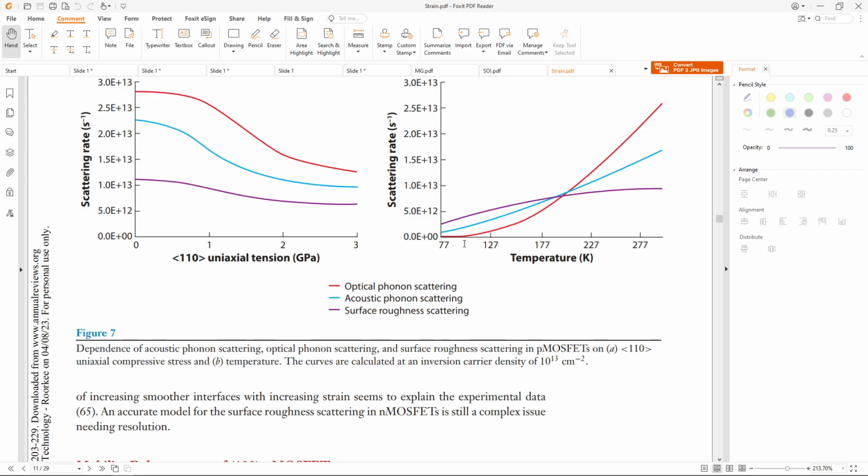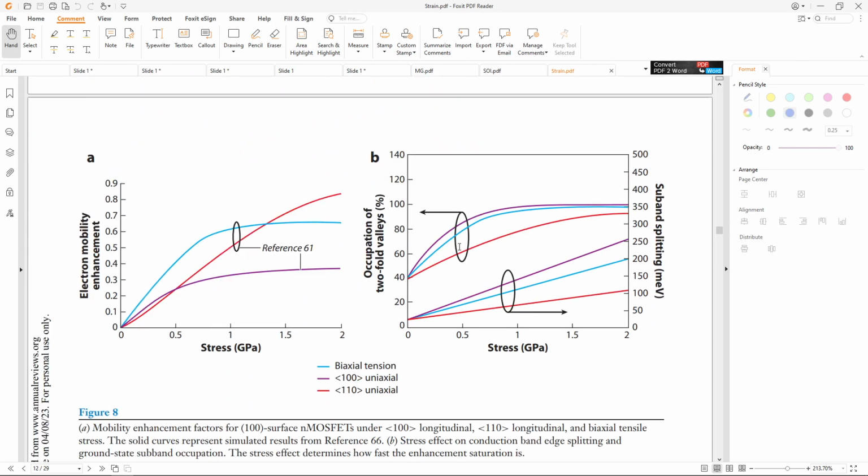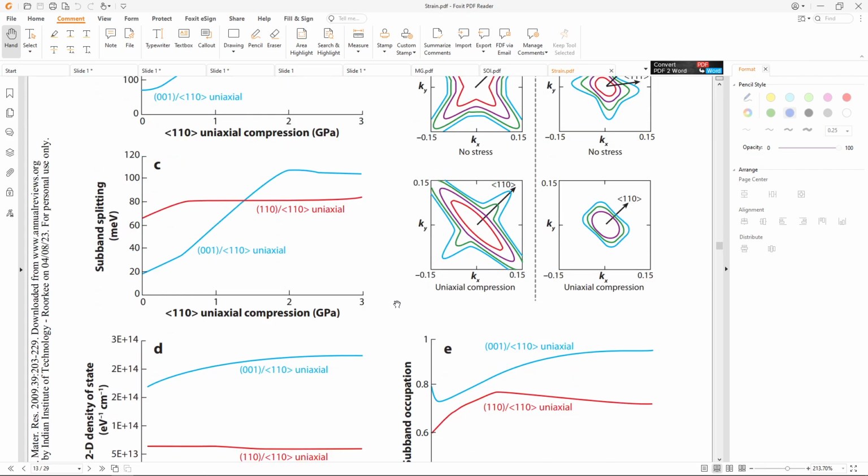I don't know if I'm allowed to share these things. I will maybe share the links. You can try to download them. These are all open access. None of these were restricted. I just got these off of Google Scholar, so you should also be able to download them. I will share the links of these things. As you can see, this is stress mobility enhancement over here, and several of these things are studied here.